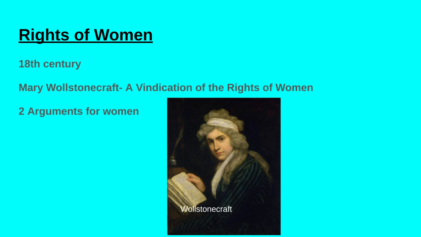So if we're going to be against absolute control or absolute government, which is what a monarch would be, then how can men have control over women in the same way? The other argument is she's going to argue that the Enlightenment was based on the idea of reason in all human beings. And because women have reason, then they should be entitled to the same rights as men.